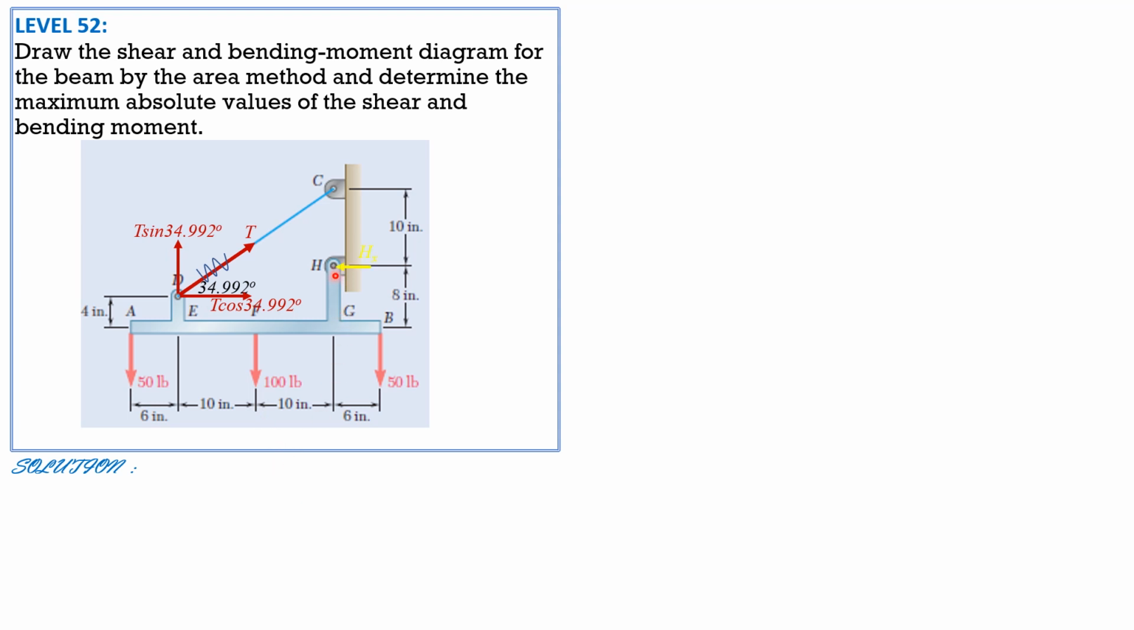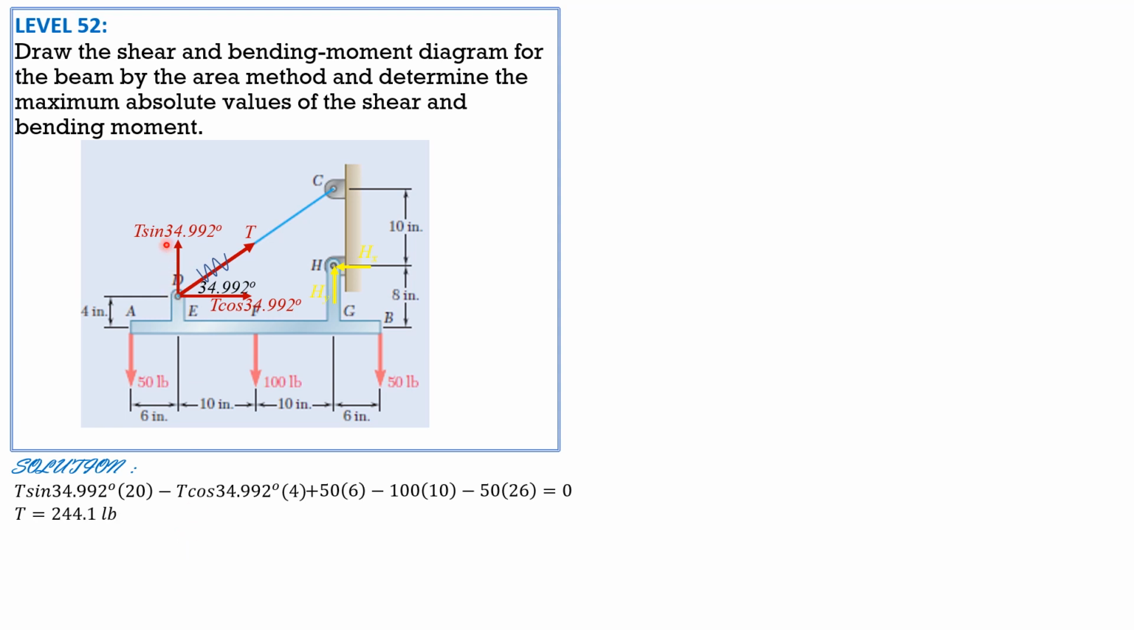Then at H we have Hx and Hy. Summation of moments about H equals 0. So we have, clockwise positive, T sine 34.992 degrees times 20 minus T cosine of 34.992 degrees times 4, then plus 50 times 6, then minus 100 times 10 minus 50 times 26 equals 0. From there we can solve for T. So using your calculator, T is 244.1 pounds.